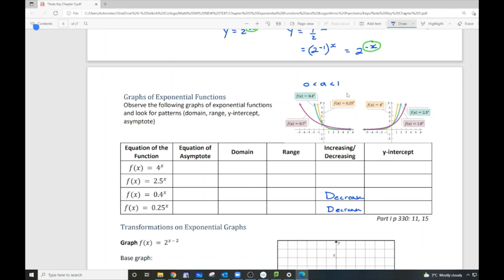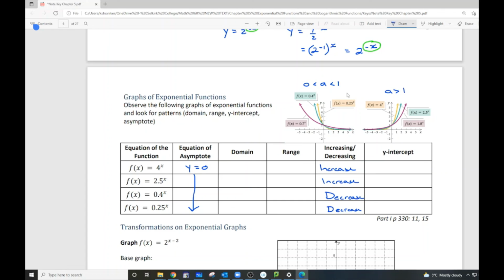And then for these ones, all of these have a values greater than 1. And when the a value or the base is greater than 1, your graph will increase, or it will grow. Other than that, how do these graphs compare? Well, let's look at the asymptotes. Every single one of these graphs, all 6 of these graphs, has an asymptote with equation y equals 0. It does not change, whether the base is smaller or greater than 1.